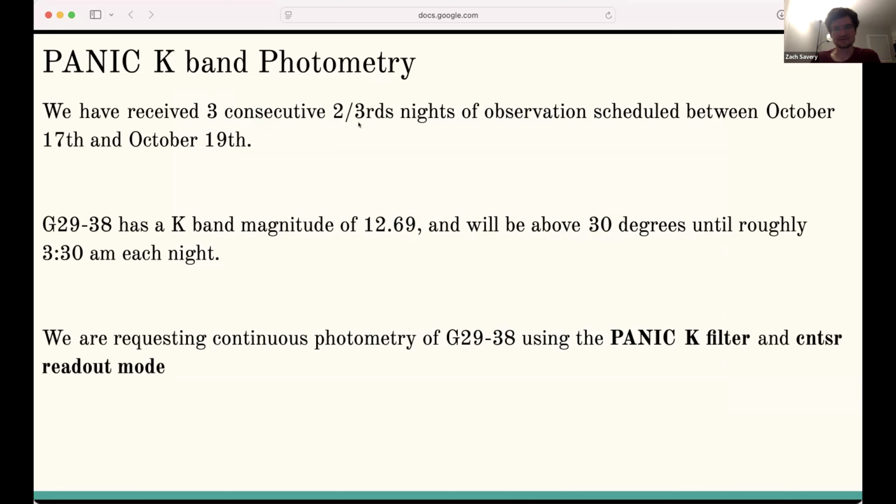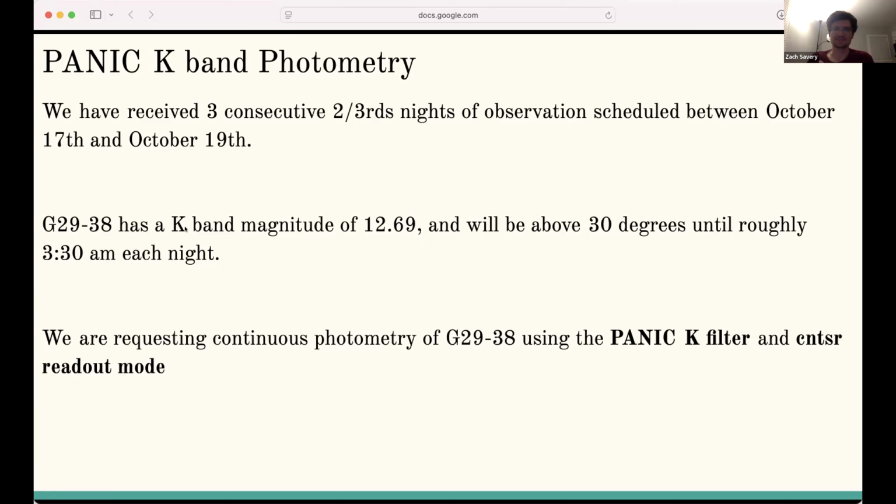So now it goes from the 17th to the 20th. And then G29 has a K-band magnitude of 12.6, so it is actually quite bright. And then it's going to be above 30 degrees from sunset until 3:30 a.m. So it's a very large window to observe.